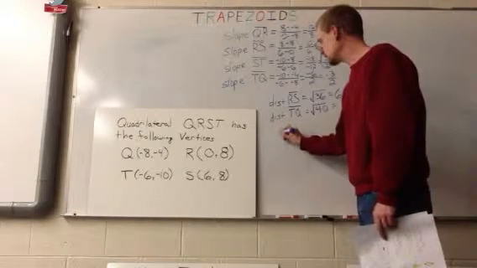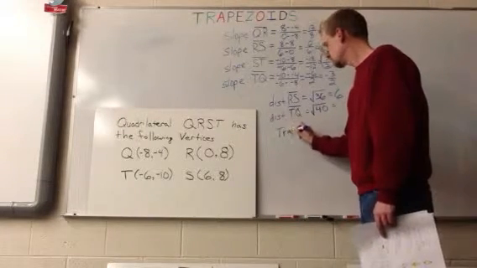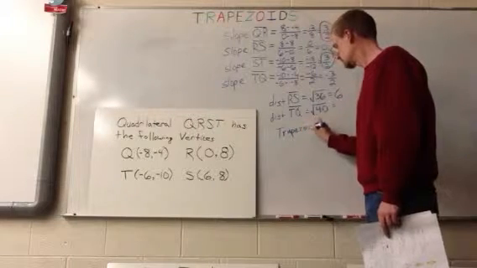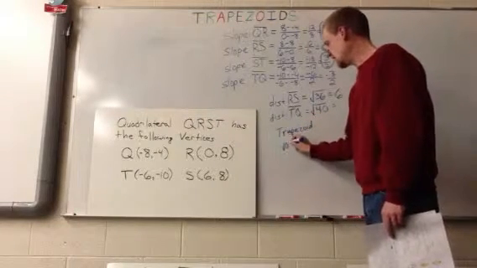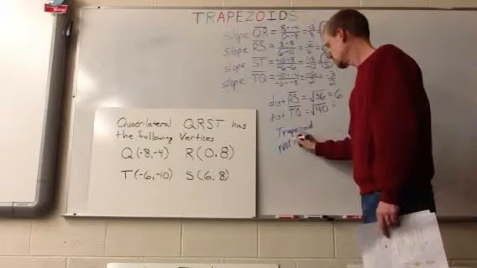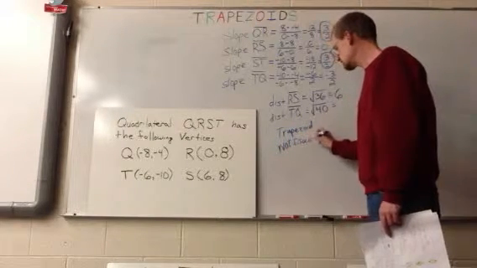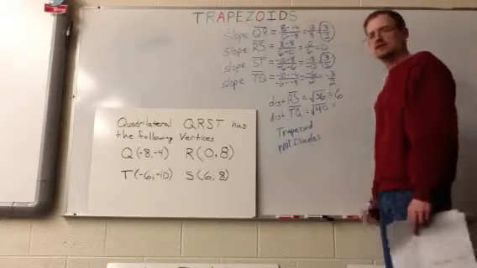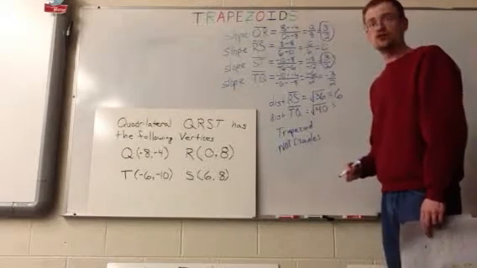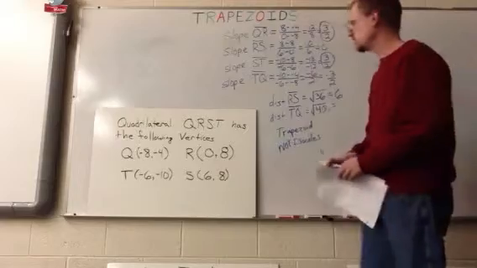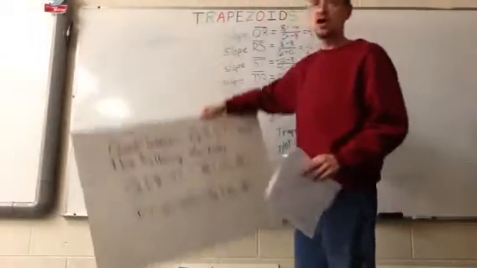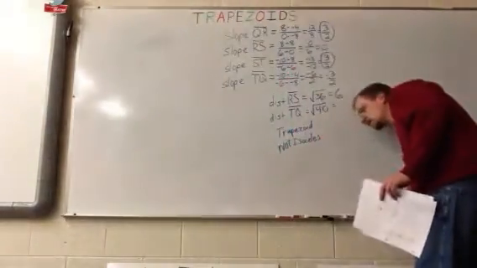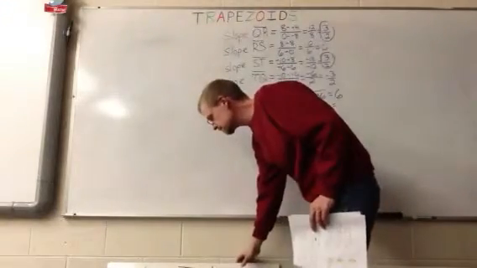So we now know this is a trapezoid, but it is not isosceles. All right, a little bit of work there you have to go through to determine this. Let's move on to the next example that is on your guided notes.